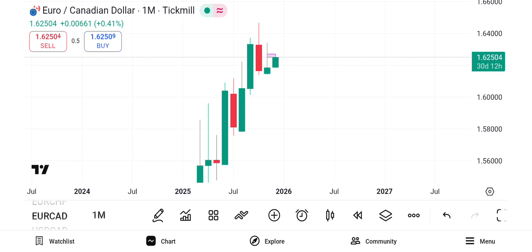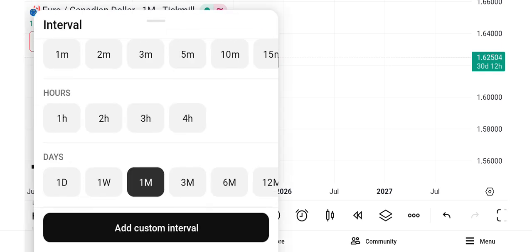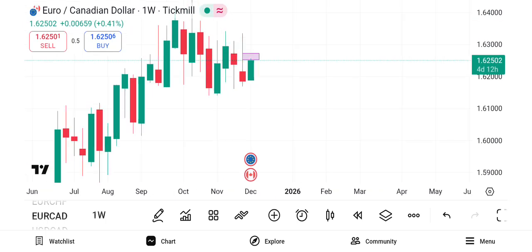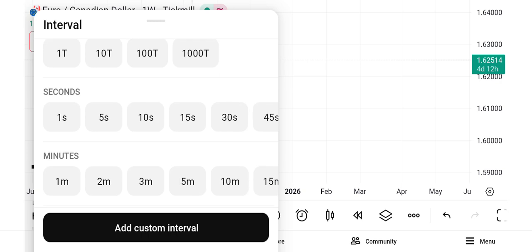So let me move to the weekly time frame and see what we have there. Okay, last week was a very bearish candle formation, showing us that the bears were in control last week. The bulls took control, then all of a sudden the bears took control. So this shows us that we should be looking for bearish setups. So we move to the daily time frame where we mark our zones.